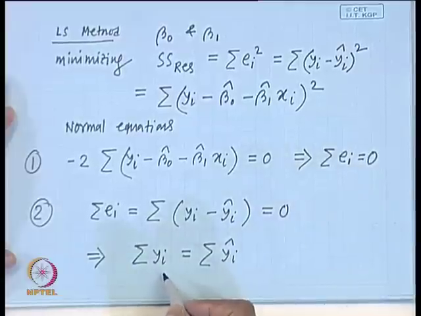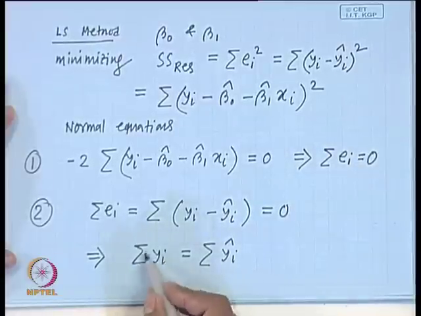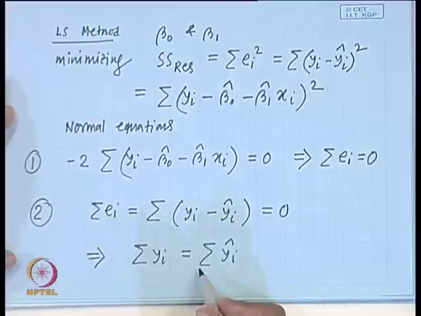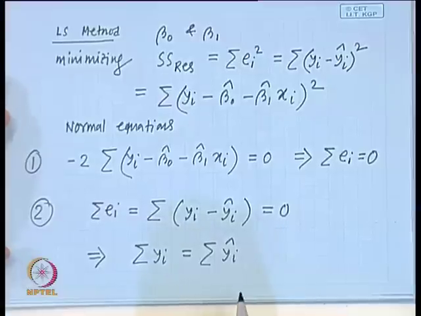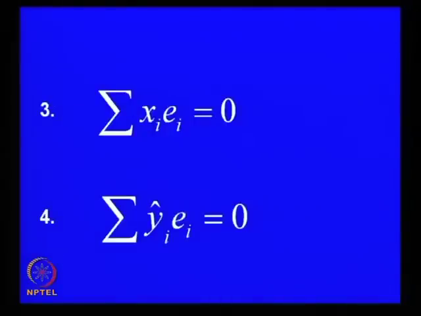This one is a consequence of the first property. It says that the sum of observed values is equal to the sum of the fitted values. Well, next we move to the third property. It says that summation x_i e_i equal to 0. That means the sum of residuals weighted by the corresponding value of the regressor variable is equal to 0.